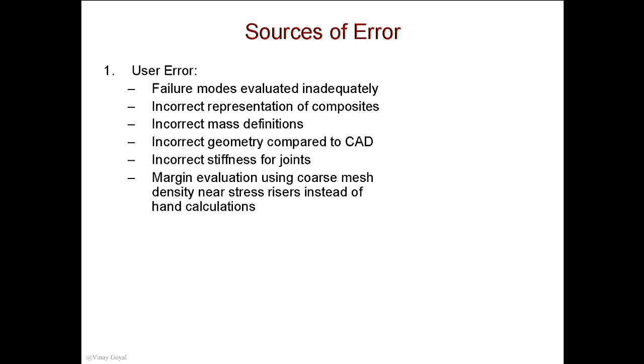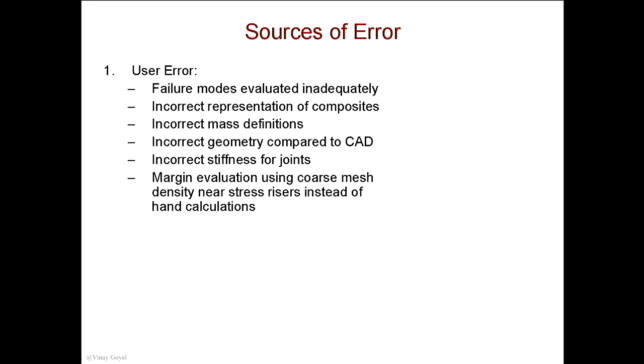Other errors I've seen, this is from a paper I wrote. If you're interested, I'll email it to you. Failure modes are not evaluated adequately. For example, if you're looking at a brittle material, I'd rather you look at max principal, because max principal is the proper failure criterion for brittle materials. For metals, you may want to use von Mises, but also check max principal, and so forth.